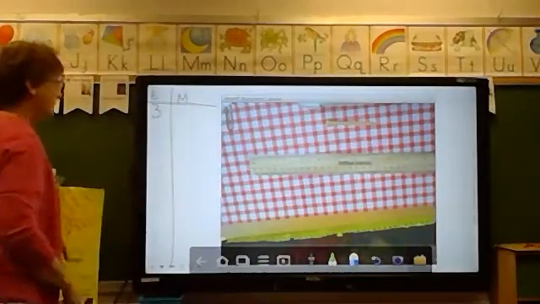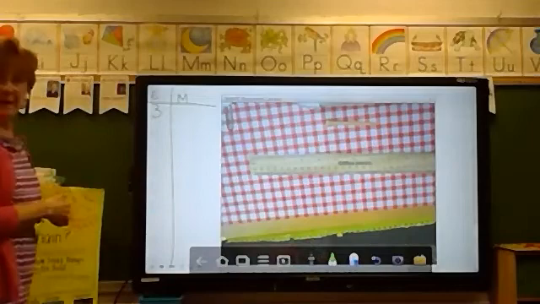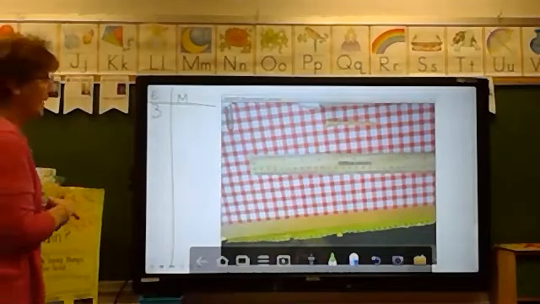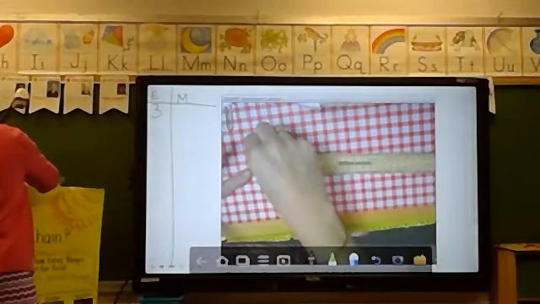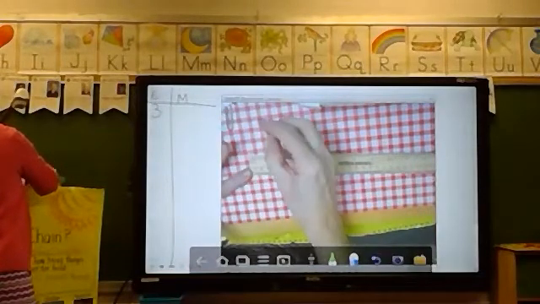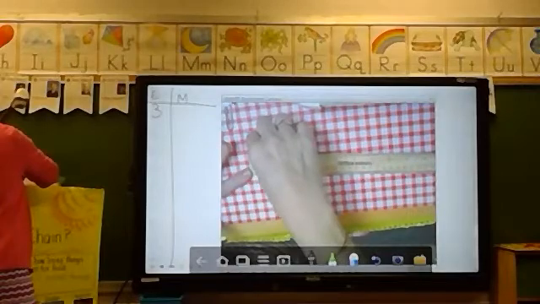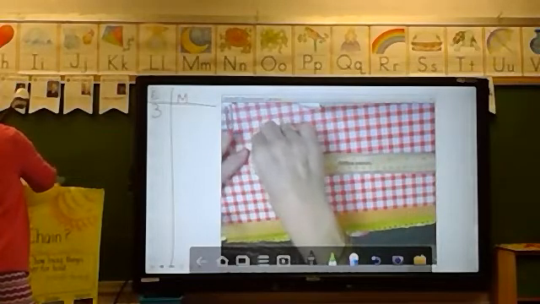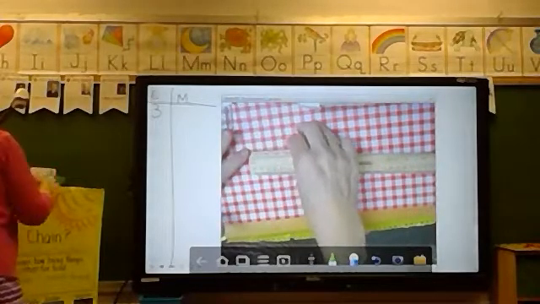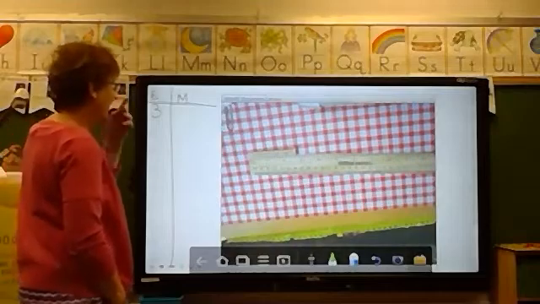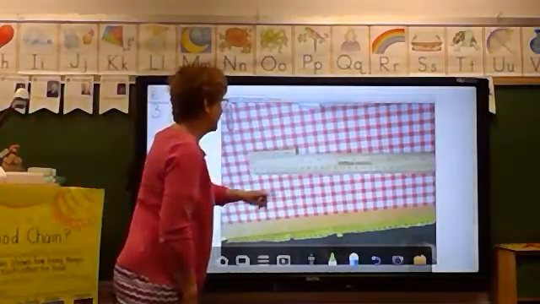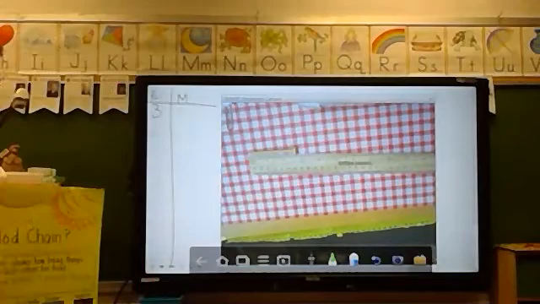Okay, now I need to see if my guess or my estimate is correct. So I'm going to take my golf tee and remember to line up the edge of the golf tee with the ruler. Okay, now when I look at the golf tee, it's just short of those 3 inches.